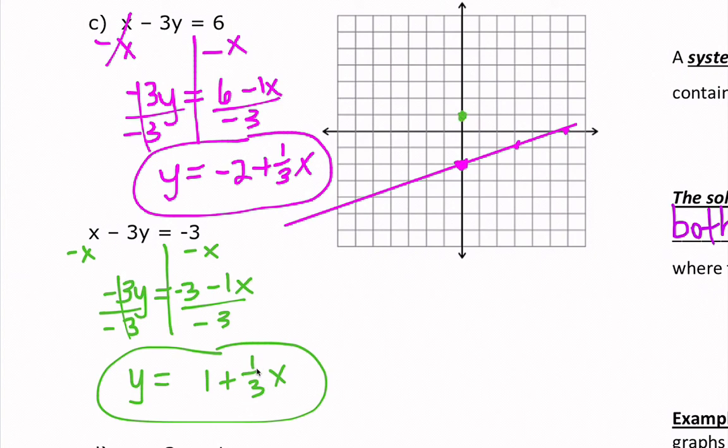My slope is a 1/3, so I'm still going to go up 1, right 3. Repeat that, up 1, right 3. Once you have your points, you can draw your line using a straight edge. That was kind of bad. Let me try that again.